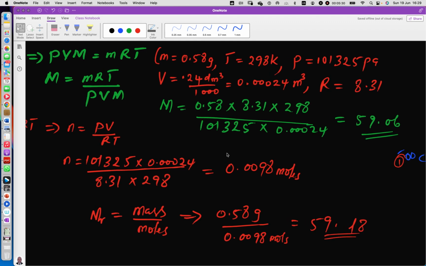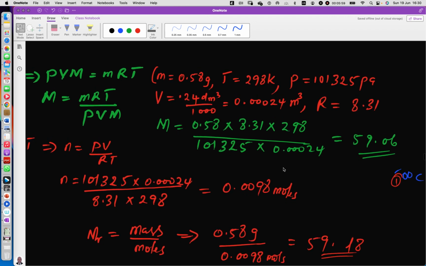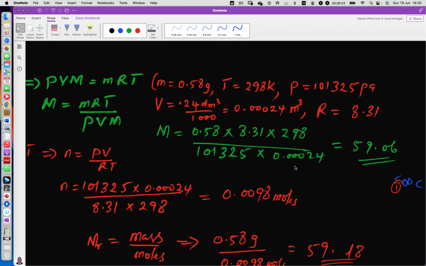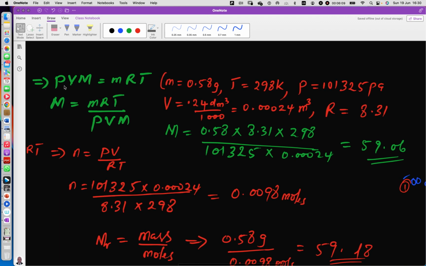If you do that and substitute your values, we will multiply the mass, which is 0.58, times the gas constant, which is 8.31, times 298, divided by the pressure, which is 101325, and then times the volume that we have already converted. So we are making M the subject: M equals mRT divided by PV.